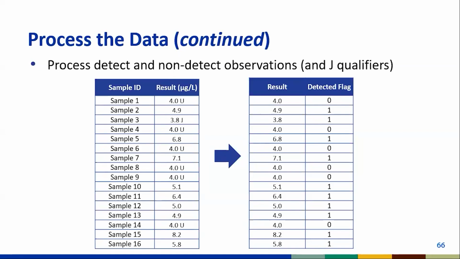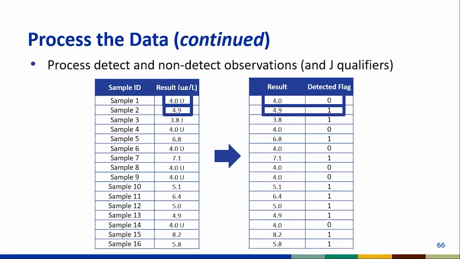This slide shows what that looks like. The table on the left side of the screen shows the original results, while the table on the right shows how the data are prepared or processed for calculating EPCs. For example, sample 1 was reported at 4.0 micrograms per liter and flagged as a non-detect observation with a U qualifier. For calculating the EPC, the health assessor removes the U qualifier from the result field and assigns a 0 value to indicate that this is a non-detect.